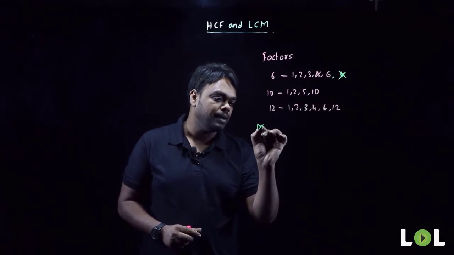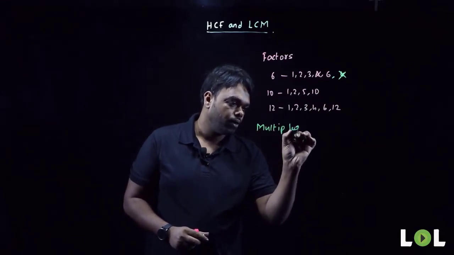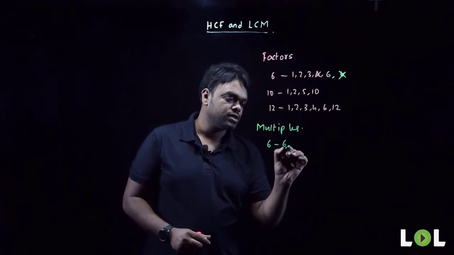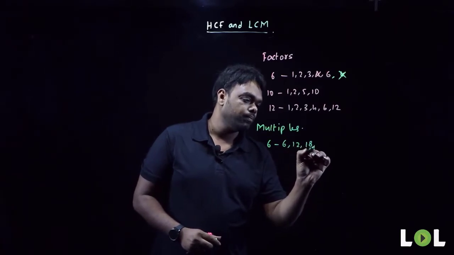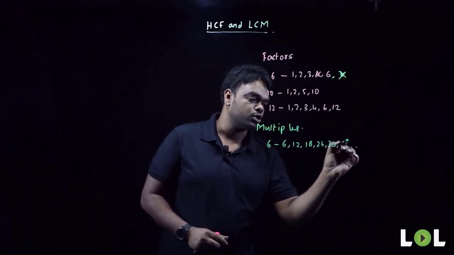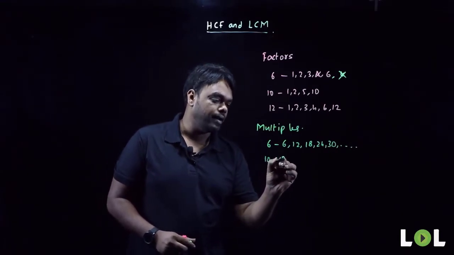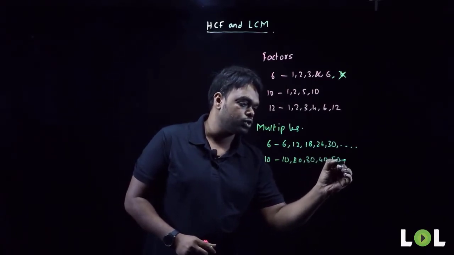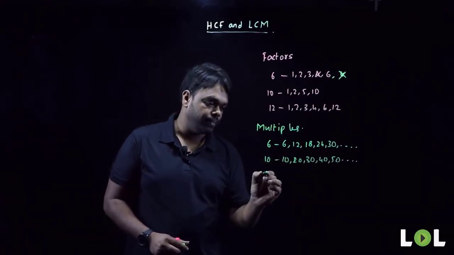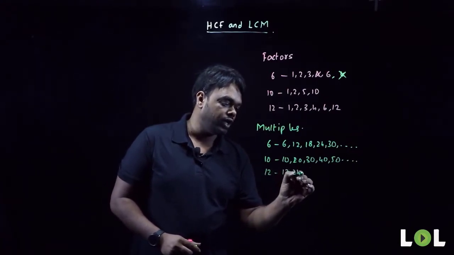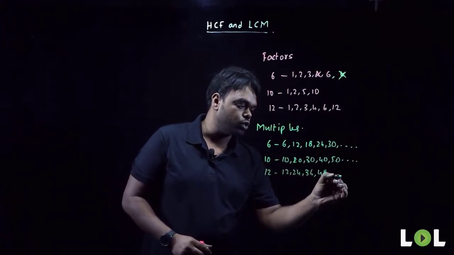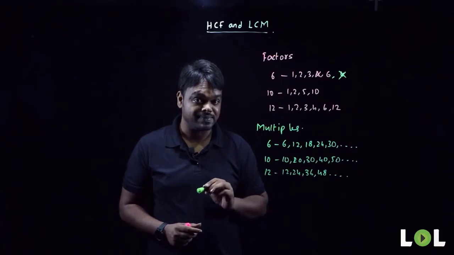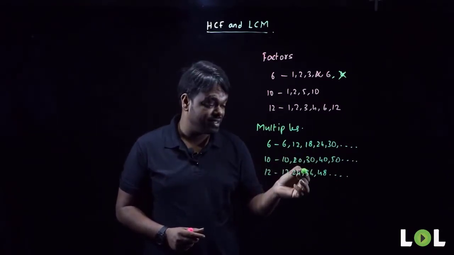Now let us talk about multiples. What are multiples? Let us take the same numbers. If I talk about 6: 6, 12, 18, 24, 30, 36, and so on. These are multiples. If I talk about 10: 10, 20, 30, 40, 50, and so on. These are multiples of 10. For 12: 12, 24, 36, 48, and so on. Why are these multiples of 6? Because these are divisible by 6. Likewise, these are divisible by 10. These are divisible by 12.